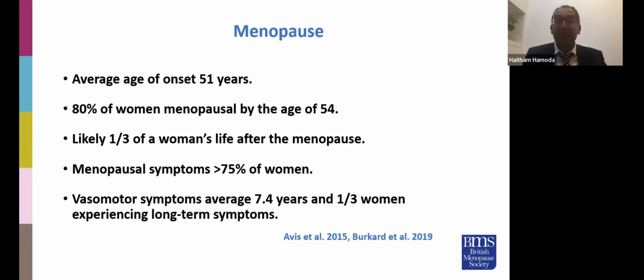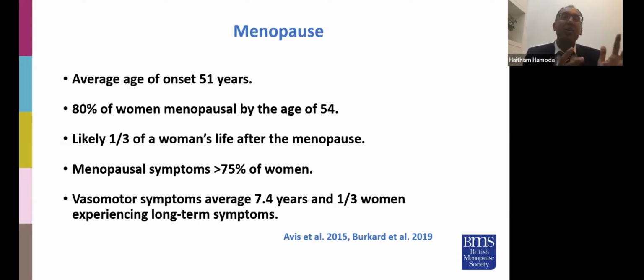1% can have premature ovarian insufficiency or premature menopause, and that's under the age of 40. And you could say in the context of endometriosis, that's relevant, because individuals who have surgery, who end up having a surgical menopause, will fall into that category.